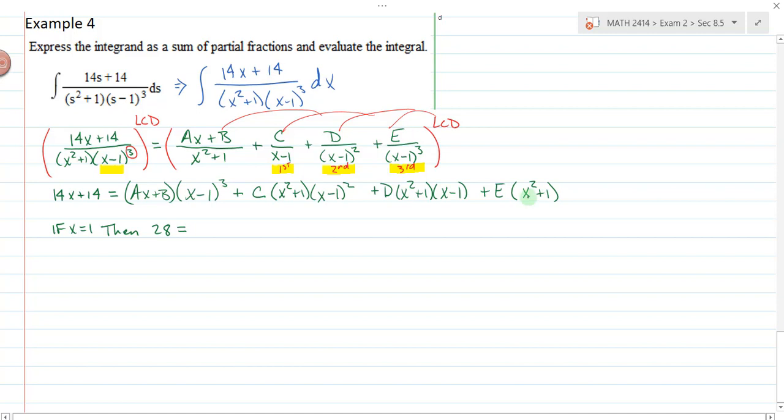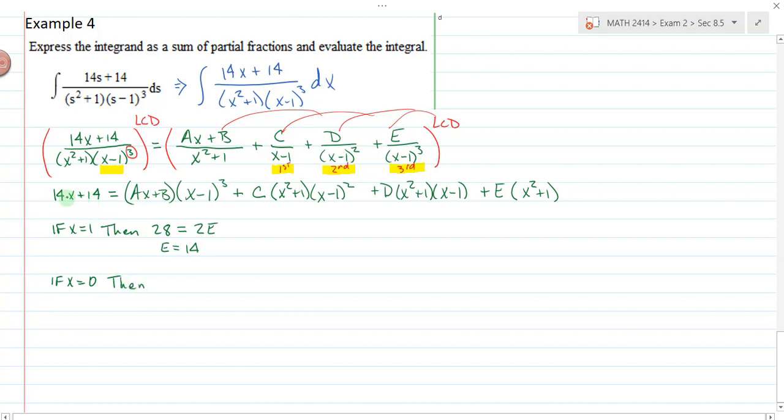I'm plugging in 1 for x. 1 squared is 1 plus 1 is 2. I get 2e. So if 28 is equal to 2e, what is e equal to? 14. So now I can use a number for e. We need another number to plug in. I would want to start with 0. 0 makes the arithmetic easier. So we're going to let x be equal to 0.